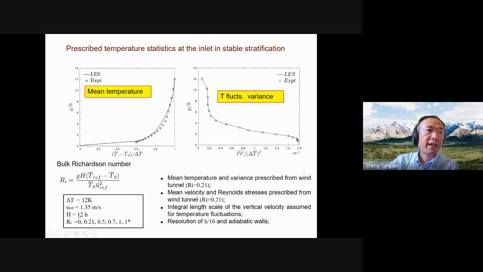The domain height for this is 12H. We have done the neutral and Richardson number 0.2, which has been done in the wind tunnel. And also 0.5, 0.7, 1, and 1 star. I'm going to discuss a bit what the 1 star is.